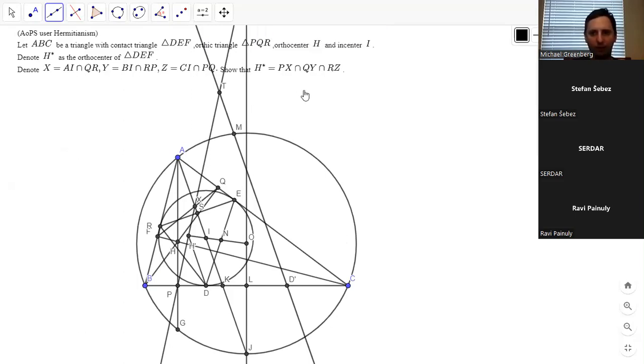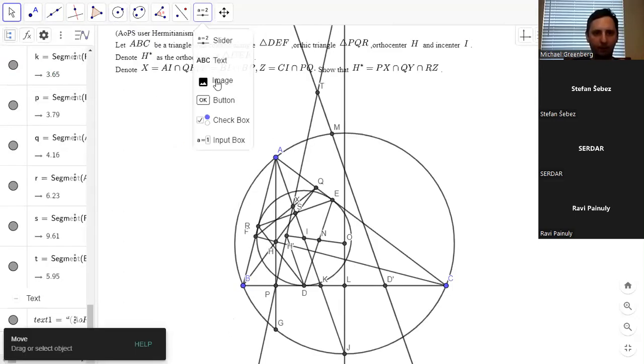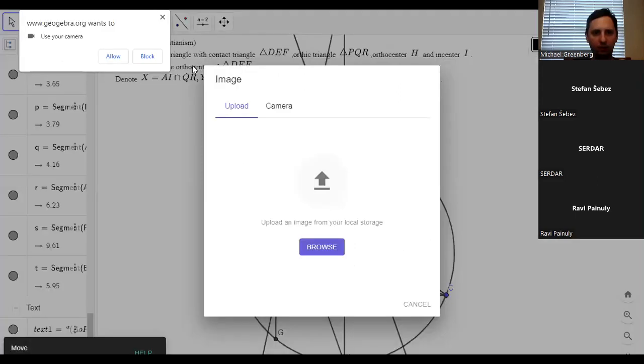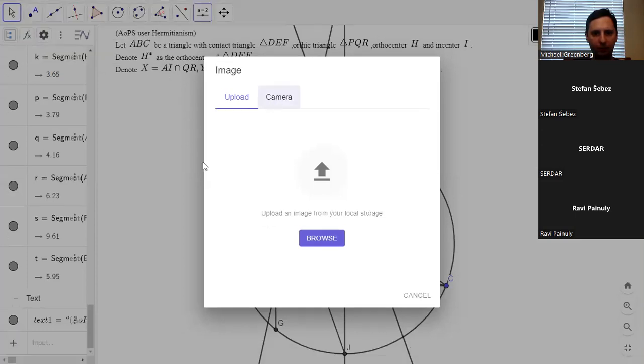Algebra. Paste image. Don't use my camera. I'll do it later, but I think there's a way to do it.